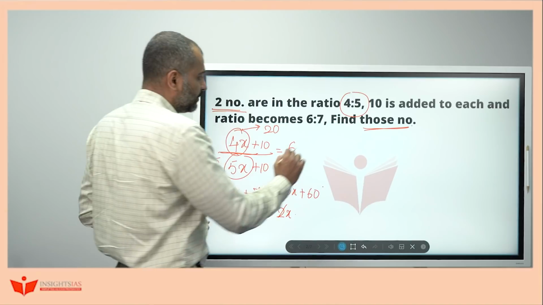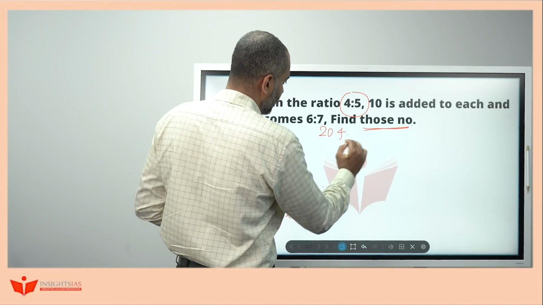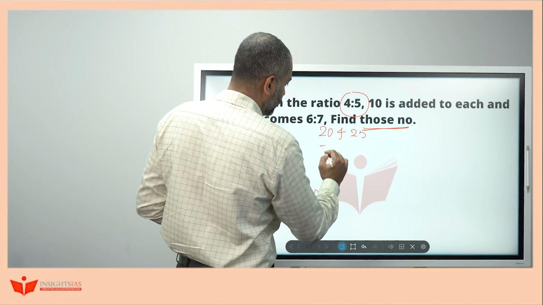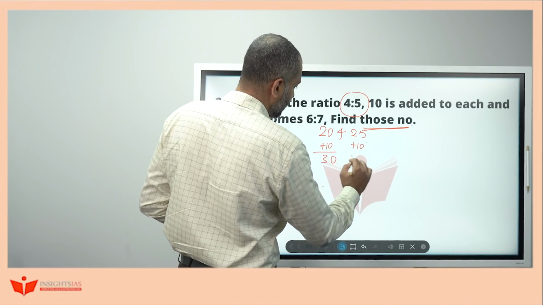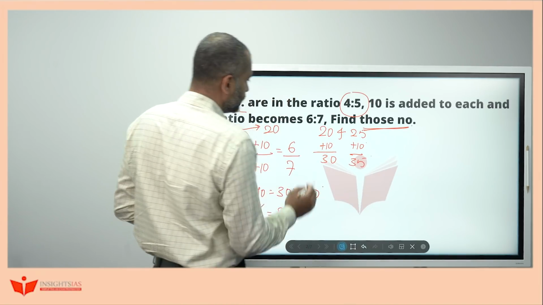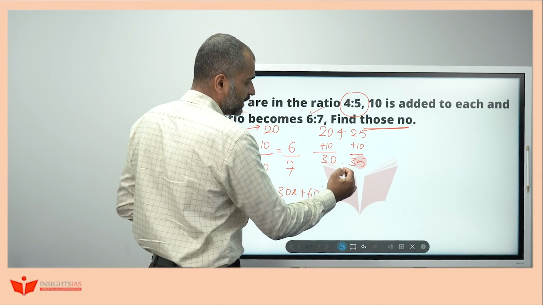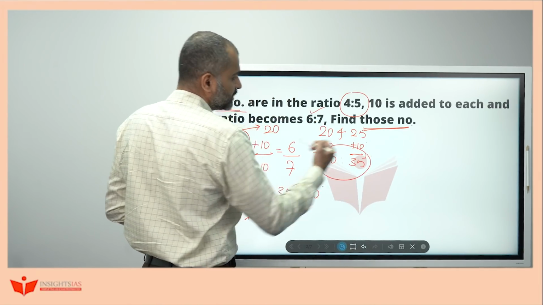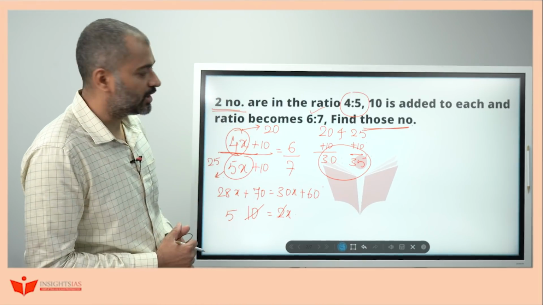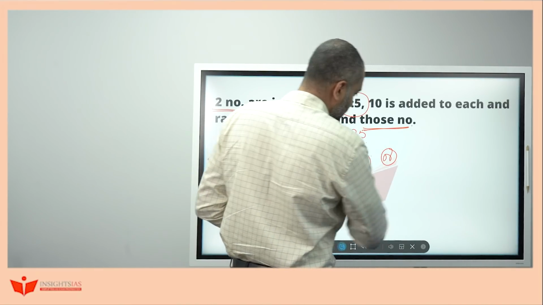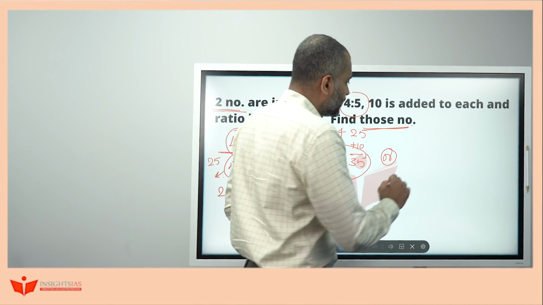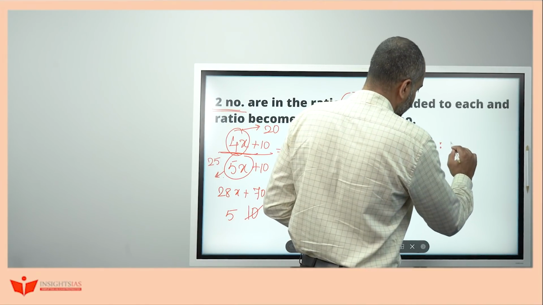The original numbers are 20 and 25. When you add 10 to both numbers, the numbers become 30 and 35, which are in the ratio 6:7 only. This is one conventional method. Or else, I'll show you one method. Originally the ratio was 4:5.